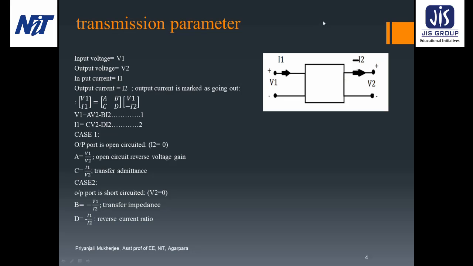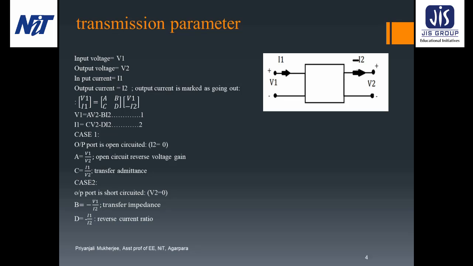So we can write in this way that V1, I1, the input voltage and input current, is equal to the ABCD parameters times V2 and minus I2. From this matrix equation, we can write V1 equal to AV2 minus BI2, whereas I1 equal to CV2 minus DI2.